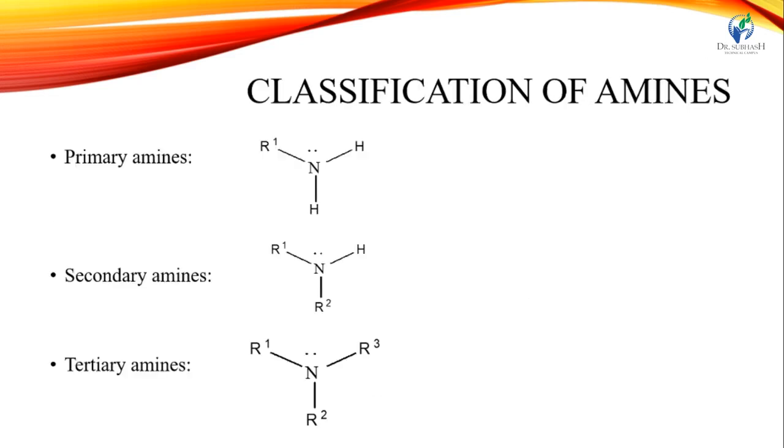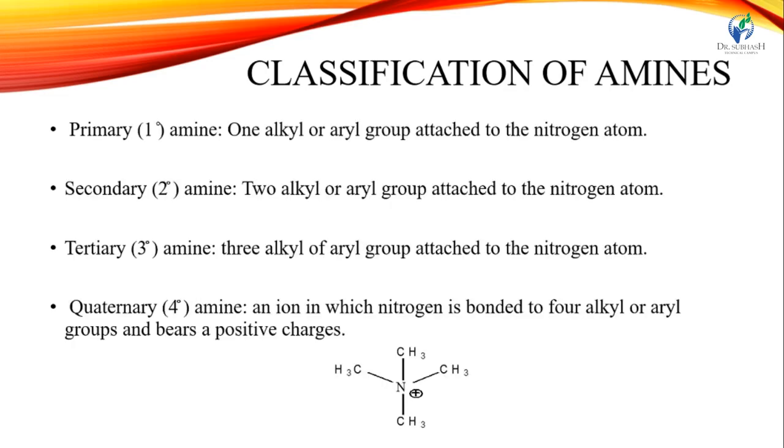Then classification of the amines. Mainly there are 3 classes: primary, secondary and tertiary. A primary amine has one alkyl or aryl group attached to the nitrogen. A secondary amine has two alkyl or aryl groups attached to the nitrogen atom. The third is the tertiary amine, with three alkyl or aryl groups attached to the nitrogen atom. Mostly we use these 3 classes of aliphatic amines in industry or college.